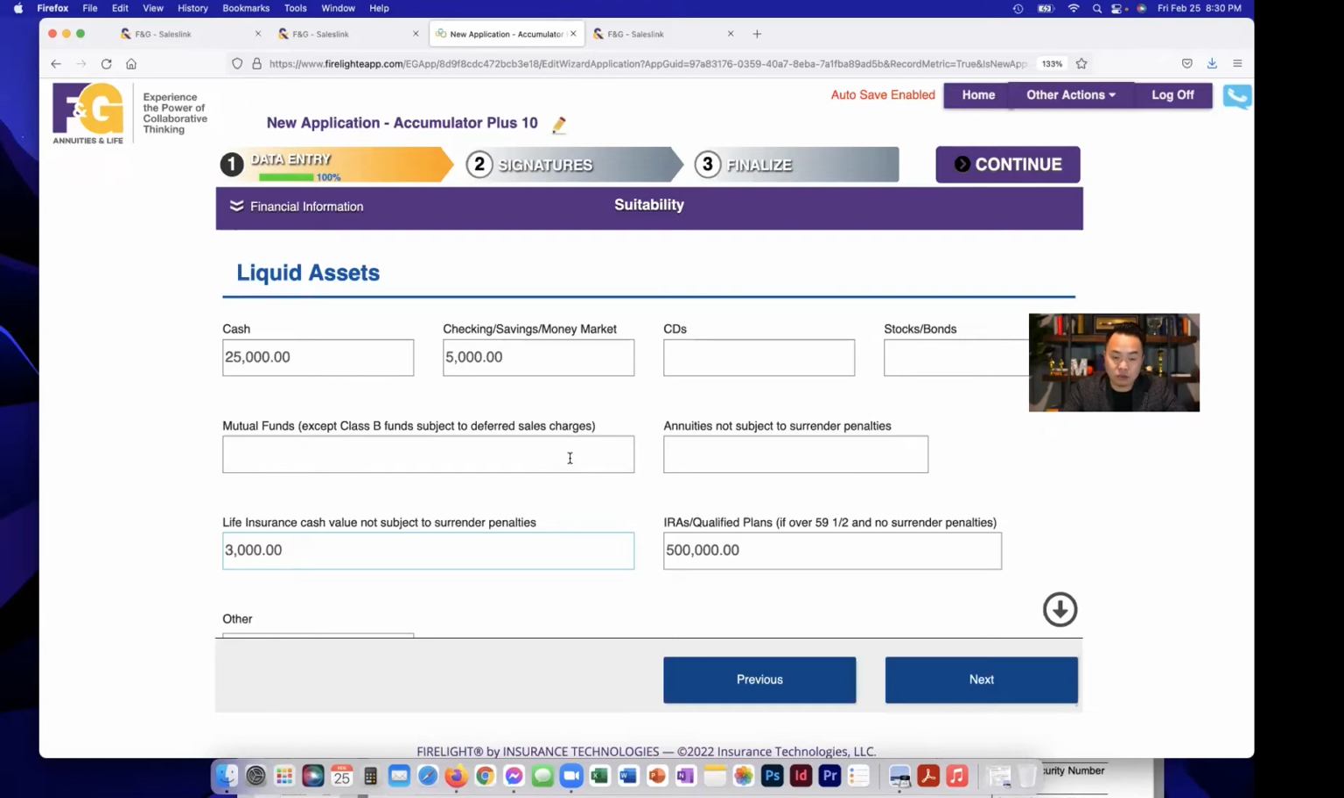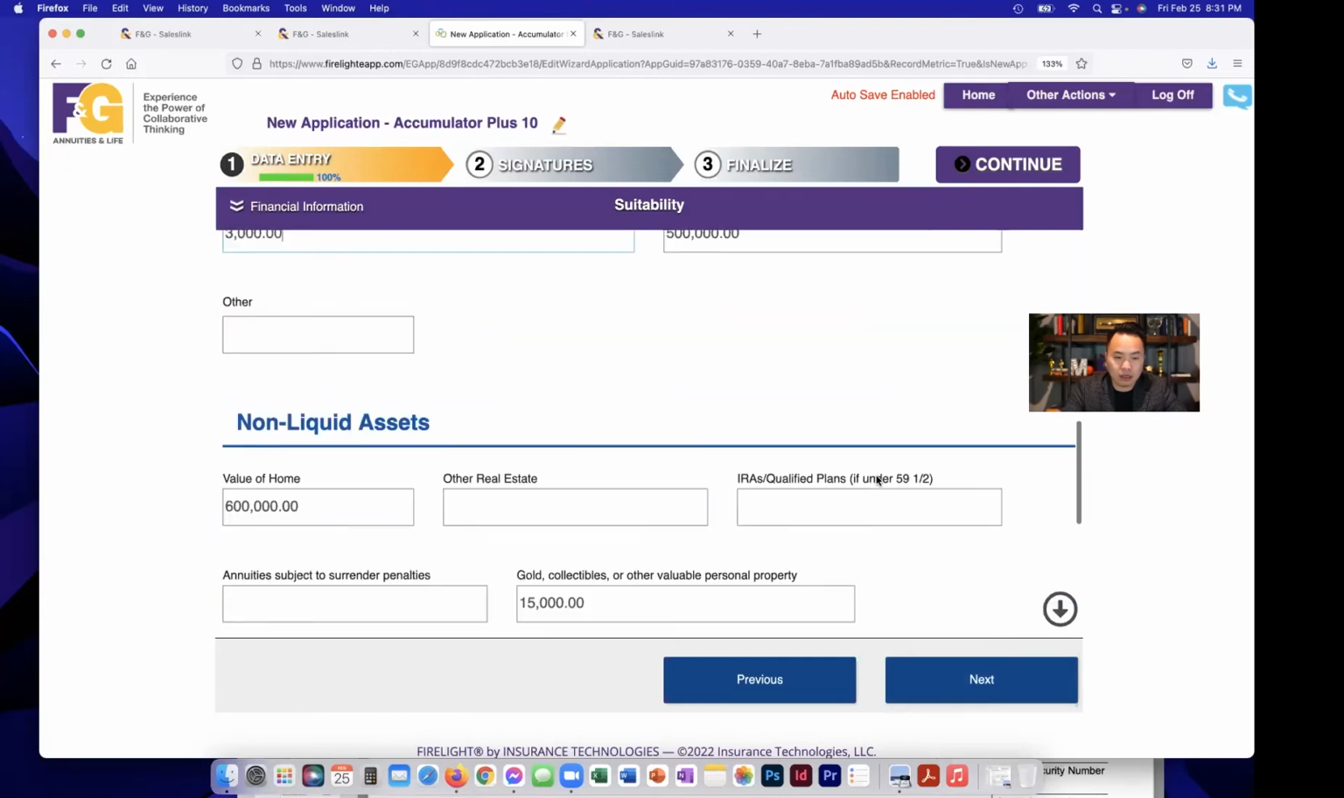You want to maybe put some money in for your liquid asset, because this money is going to go into this account, and it's going to be locked for 10 years. If you need it, you can get it back, but you're going to get hit with penalty and surrender charge, and you're going to lose money. So make sure you tell them all this stuff. Okay, then you go next here.